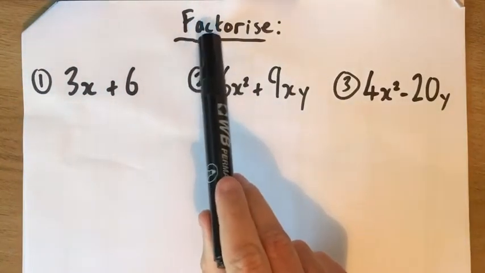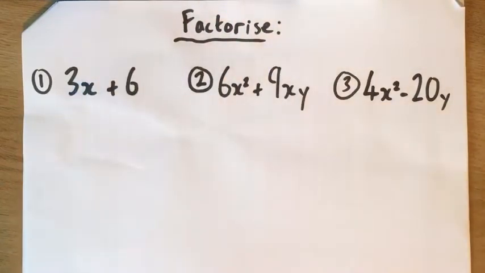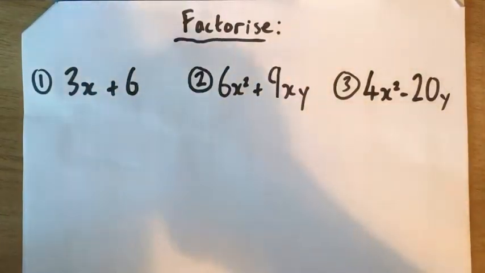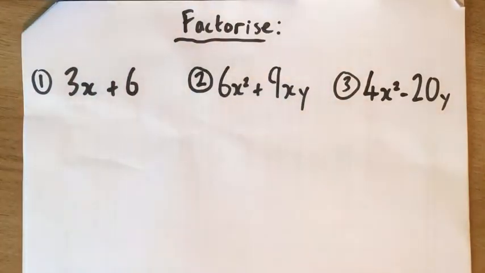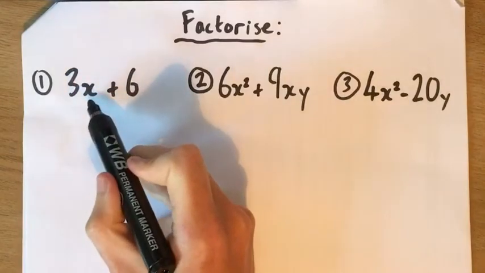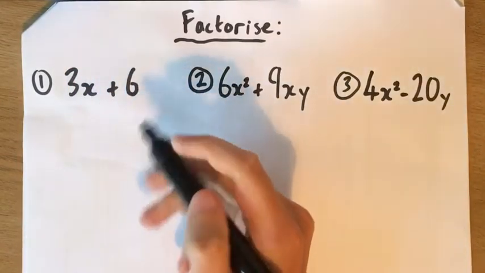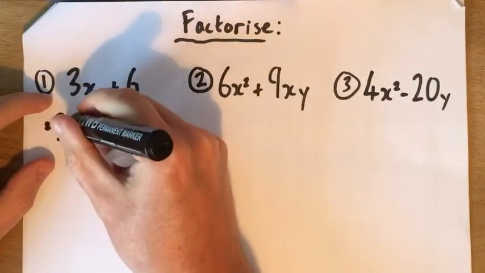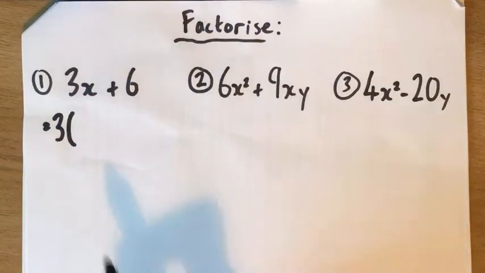You're told to factorize 3x plus 6. The first step in factorizing is figuring out what the two terms have in common. By that we mean what divides into both of them. So what divides into 3x and also divides into 6? It's 3. Next, I take that 3 that they have in common and take it outside the bracket. So it's going to be 3 multiplied by something in my answer.